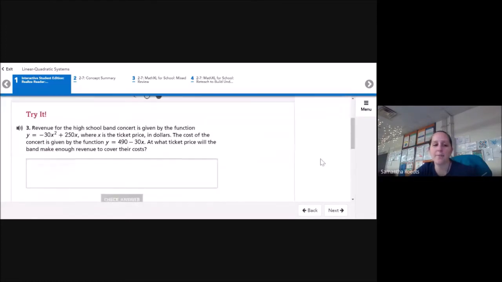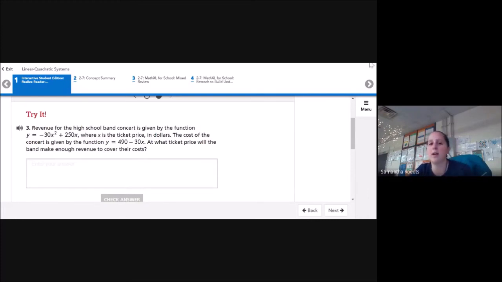All right, so let's try it. Revenue for the high school band concert is given by the function y equals negative 30x squared plus 250x, where x is the ticket price in dollars. The cost of the concert is given by the function y equals 490 minus 30x. At what ticket price will the band make enough revenue to cover their costs? So I have two equations, y equals negative 30x squared plus 250x, and y equals 490 minus 30x.